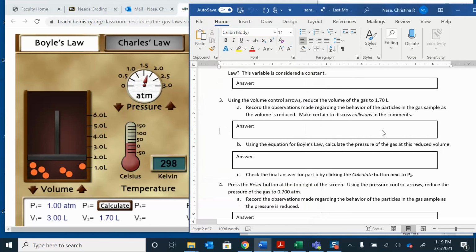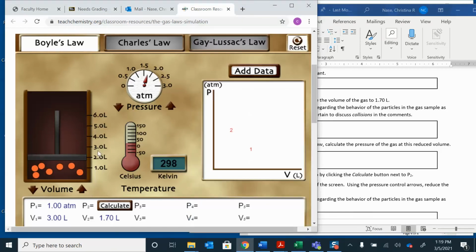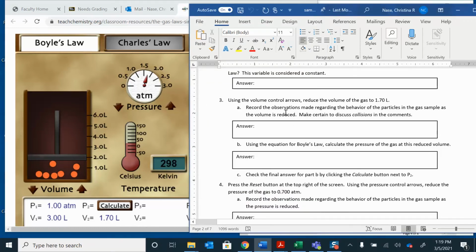They're asking me to describe the collisions. What's happening to these molecules? Are they colliding more? Are they colliding less? If you missed it, well, what did it look like when I was at 3? This is the volume of 3. Now, when I reduce the volume, what happens to those molecules? You can notice how fast they're moving and how much they're hitting each other. Go down to 1.7. What's happening? Describe those collisions. Great, and then that was part 3.